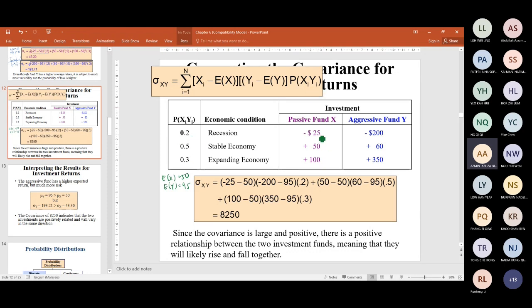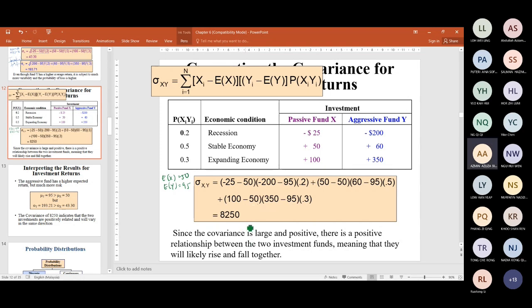So negative 25 minus your mean 50, times negative 200 minus your mean 95, times the 0.2 probability. Summation, so you have to add for all three. So 50 minus the mean 50, times 60 minus 95, times 0.5. The last one, we have 100 minus the mean 50, times 350 minus the mean of Y, 95, times the probability 0.3. So we get 8250. Again, there is no limit for this number. There is no range or interval for this number. It can be any number.